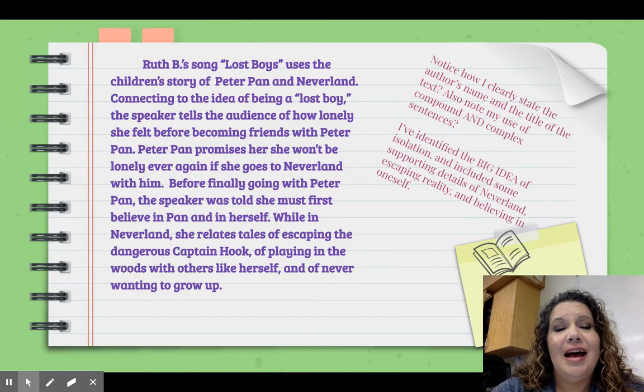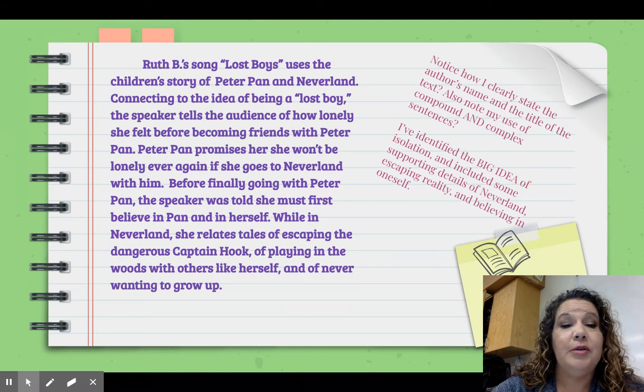So now I have my summary pre-written, and it reads, Ruth B's song Lost Boys uses the children's story of Peter Pan and Neverland. Connecting to the idea of being a lost boy, the speaker tells the audience of how lonely she felt before becoming friends with Peter Pan. Peter Pan promises her she won't be lonely ever again if she goes to Neverland with him. Before finally going with Peter Pan, the speaker was told she first must believe in Pan and in herself. While in Neverland, she relates tales of escaping the dangerous Captain Hook, of playing in the woods with others like herself, and of never wanting to grow up.